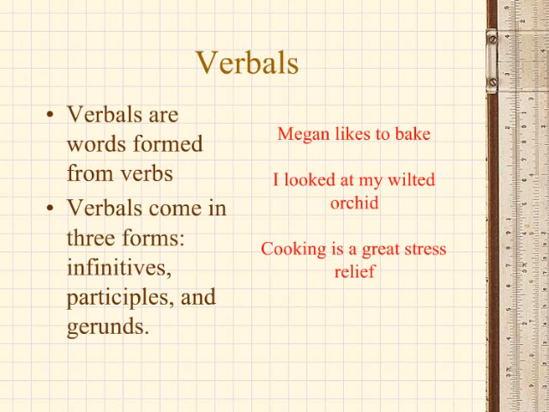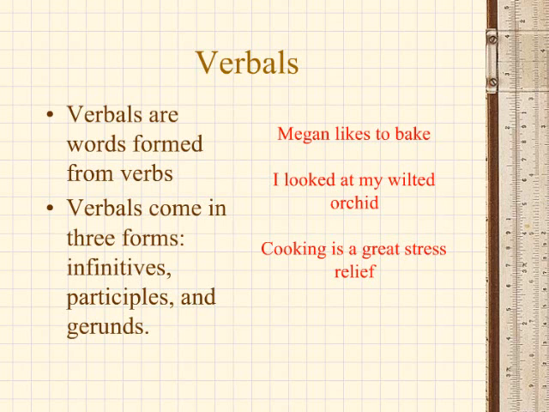There's one more thing I want to say about verbs and verb forms. Have you ever heard of the word verbal? It's likely you haven't. Verbals are words formed from verbs. They, like verbs, express action. Verbals come in three forms: infinitives, participles, and gerunds.